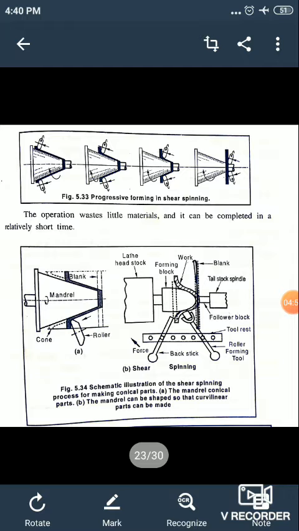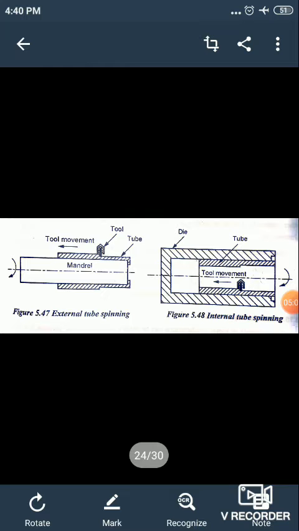So for shear spinning, we need a mandrel and a roller. Okay. Next, we will move on to tube spinning. In this process, the thickness of the cylindrical parts is reduced. The thickness of the cylindrical part is reduced by spinning it on a cylindrical mandrel using a roller or rollers.